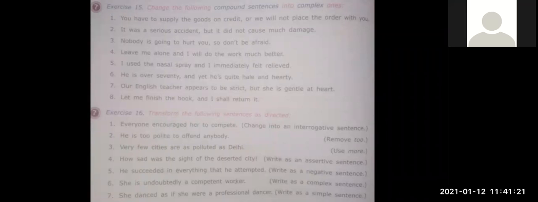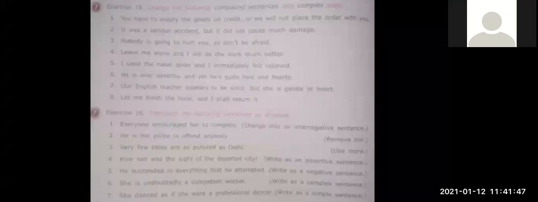Second one is: it was a serious accident, but it did not cause much damage. Now we need to see that the word although can be used. Although it was a serious accident, to make it complex. Now you see, the compound is already in front of us. It was a serious accident, but it did not cause much damage. So we will remove but.